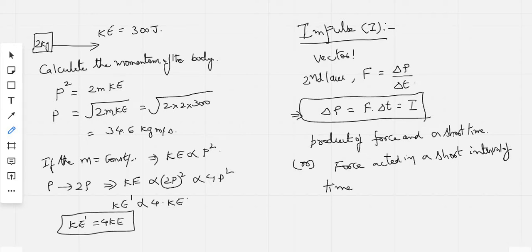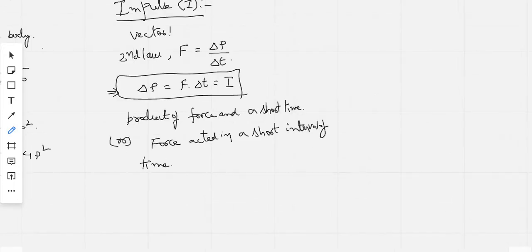So where is it used in real life situations? If you observe the fielders in a cricket match, when the fielder wants to catch the ball coming towards him, he doesn't keep the hands stiff or move the hand upward to catch the ball. He just moves the hand in the backward direction, so that he increases the time of fall of the ball towards him.